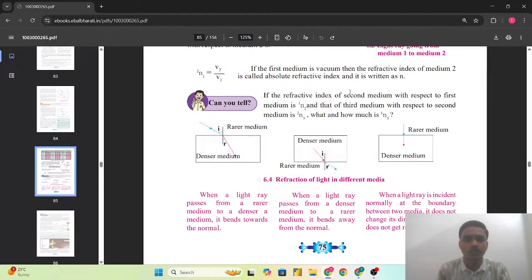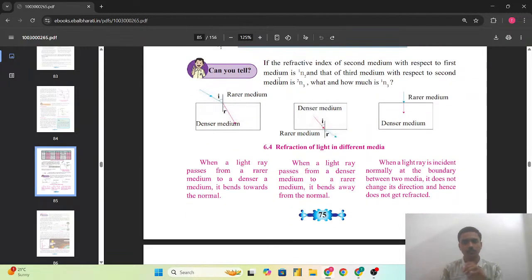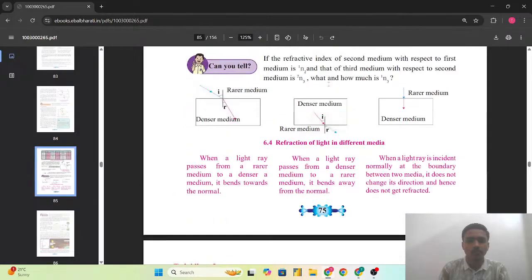This is simple. So if the first medium is vacuum, then the refractive index of medium 2 is called the absolute refractive index and it is written as n. If the refractive index of the second medium with respect to the first medium is n21 and that of the third medium with respect to the second medium is n32, then how is n31 given? Simple.